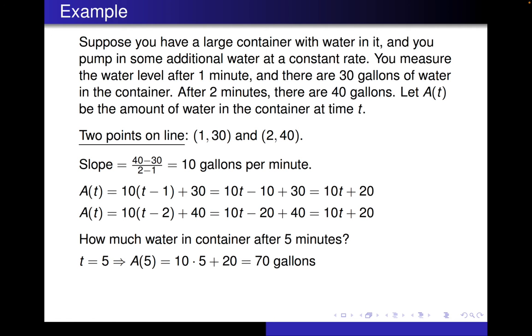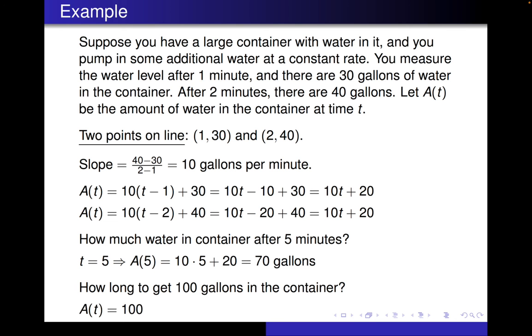Now we can also ask predictive questions about time, not just about how much water is in the container. For instance, if we want to have 100 gallons in the container, we might wonder how much time it is going to take to get there. Well, this is going to be a little bit more indirect. We know that we want A of t to be equal to 100. A of t is the amount of water. 100 gallons is the amount of water that we want. So we want A of t to equal 100.